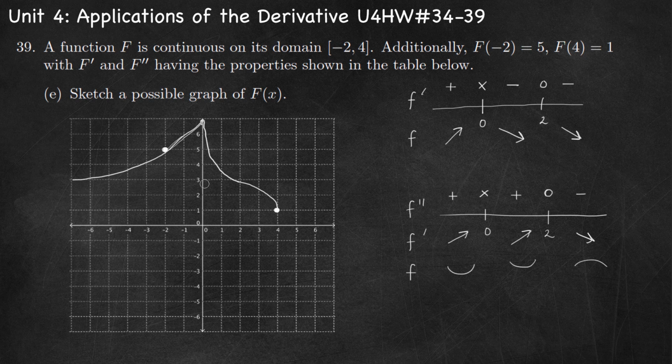And then last thing, I should have paid attention to my domain. It goes from negative 2 to 4, so we don't have any points on the graph to the left of negative 2.